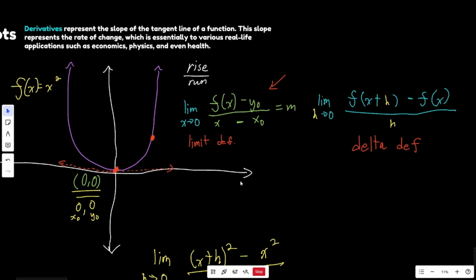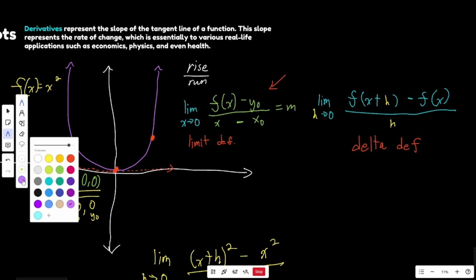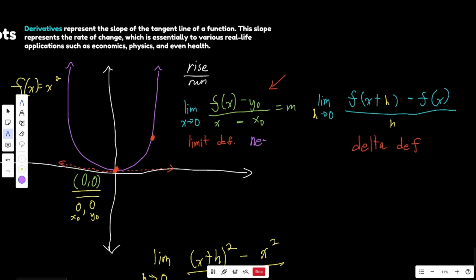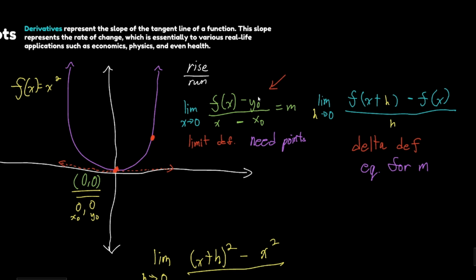The primary difference is the limit definition requires you to have points. You need points here. And that's because of y sub 0 and x sub 0. While on the other hand, delta definition gets you the equation for the slope. The limit definition needs the points, the delta definition needs the equation.